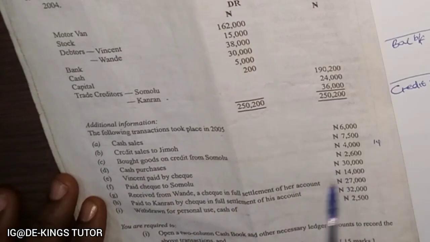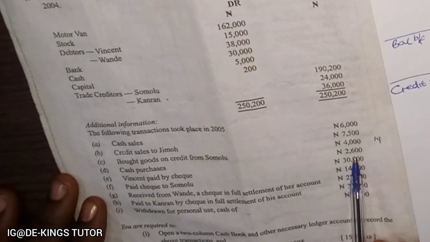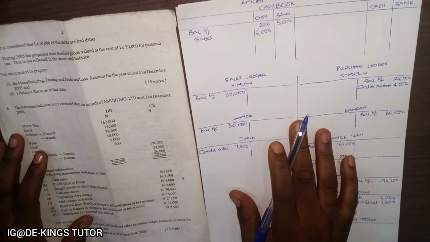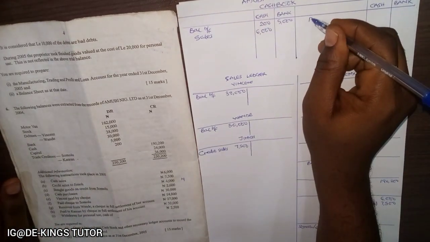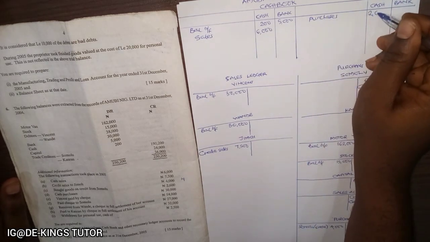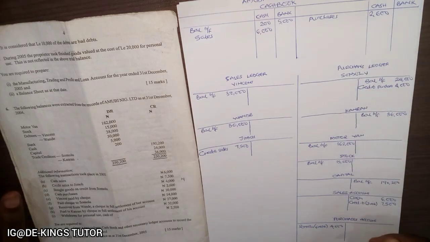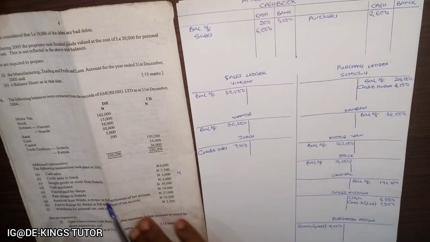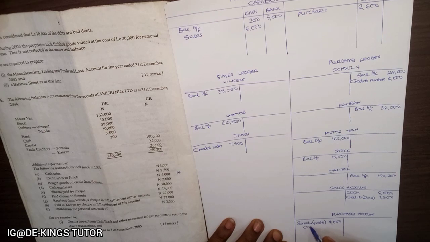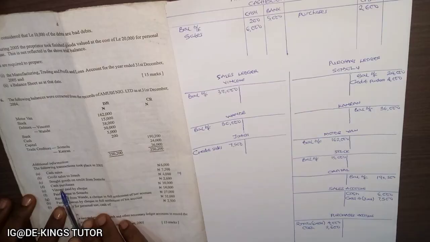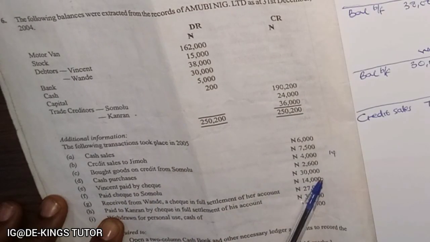The next one, cash purchases, 2,600. Now they made purchases on cash basis. So everything that is cash will pass through the cash book. So come here and write the purchases, and it will be under the cash column, 2,600. The corresponding entry will come to the purchases account for the cash. So you see, this transaction has two accounts affected. Cash, 2,600.